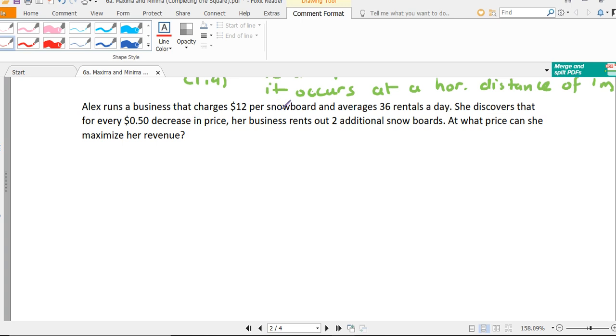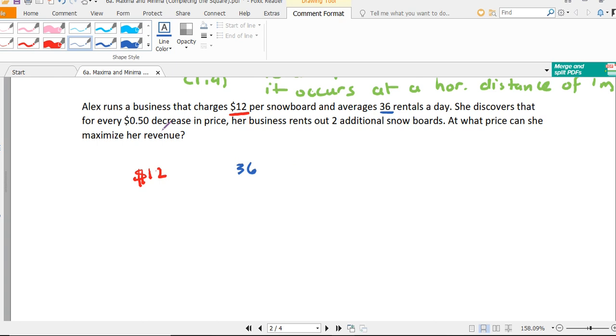Alex runs a business that charges $12 per snowboard and averages 36 rentals a day. She discovers that for every 50 cents decrease in price, her business rents out 2 additional snowboards. At what price can she maximize her revenue? So, we know that right now she charges $12. Okay? And she is averaging 36 rentals.